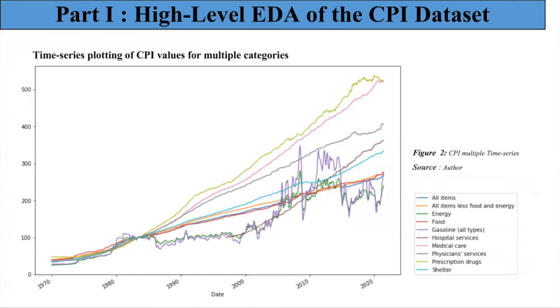A quick look at the consumer price index data shows that most of the categories have a simple trend increasing consistently from 1971 to 2021, which is almost close to 50 years. It is constantly increasing. But the two items, gasoline and energy, have ups and downs. The interesting part, as you can see, is that prescription drugs and medical care have become so expensive compared to other items, but we will deep dive into the gasoline data set for the time series analysis later on.